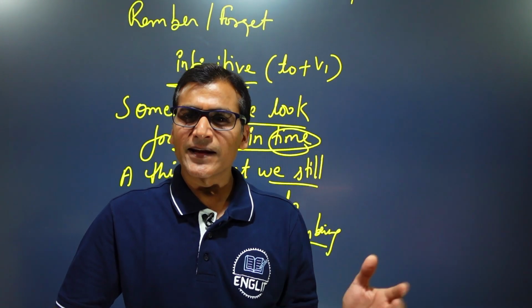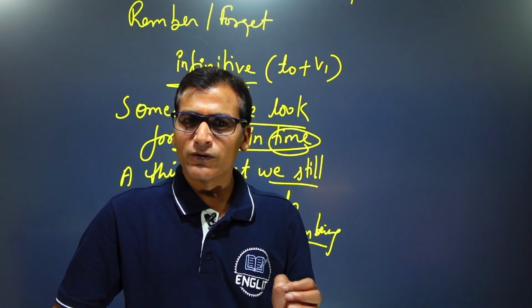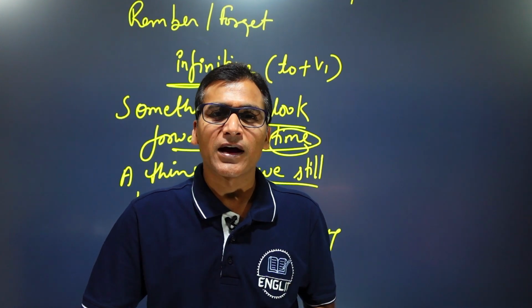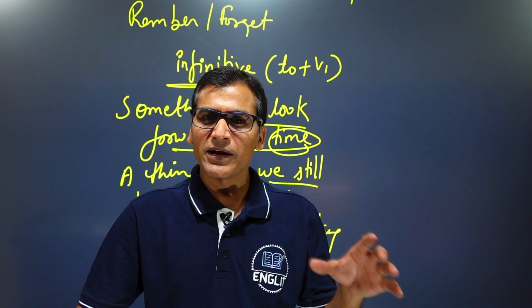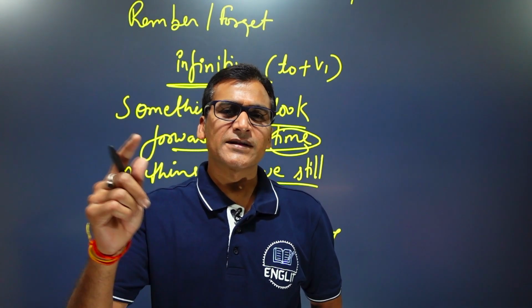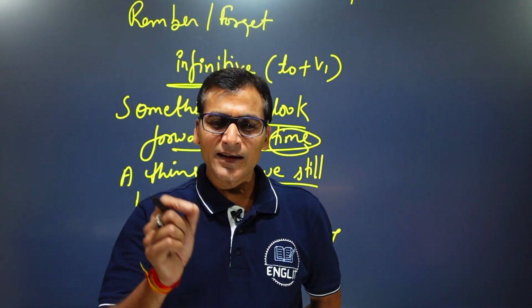So if we use this kind of thing with the verb remember or forget, we'll use the infinitive. For example, always remember to complete your task in time. So the task has not been done. We want to remember to complete it always. Similarly, don't forget to post this letter in time. So the letter has not been posted. It has to be posted.